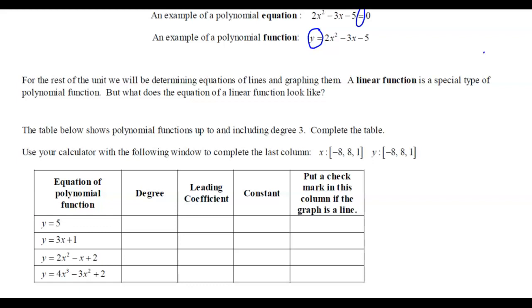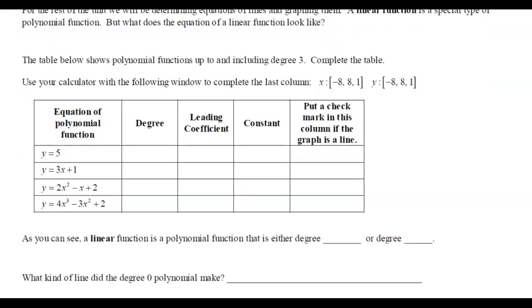So the table below shows polynomial functions up to and including degree 3. Complete the table. Use your calculator to do the last column. So if you have a graphing calculator, get it out, okay? And this is where you may need to use it. So if you haven't got one yet, you should get one for this unit, okay? That's great. Write them down if you know the answers.